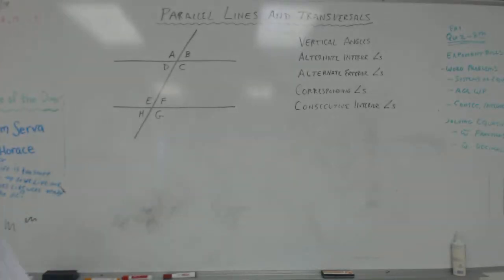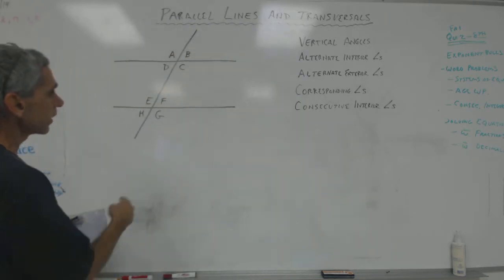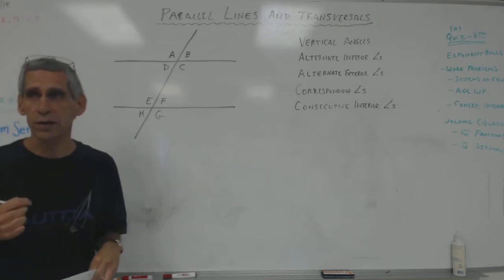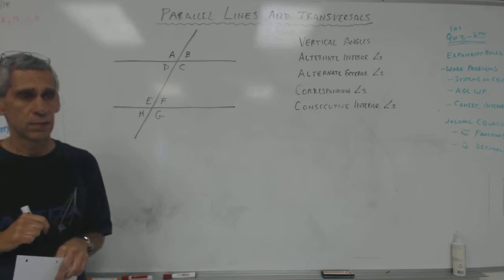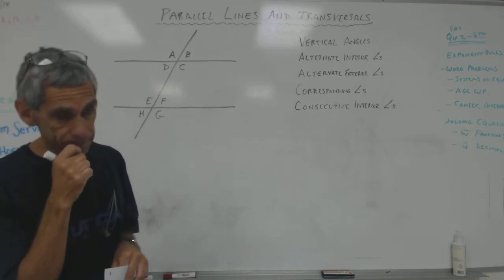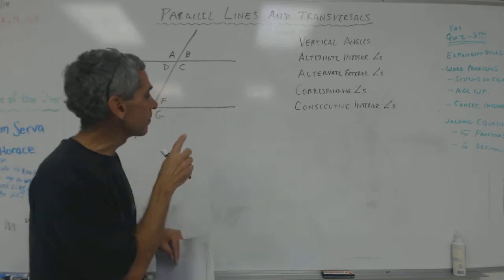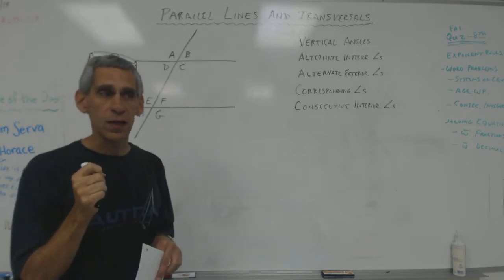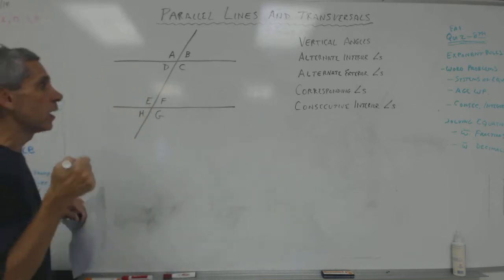Okay, so the title is Parallel Lines and Transversals. Okay, so these two lines are parallel. Now, does anybody know how I can denote that they're parallel? How can I show that they're parallel? I have to do something to each line. I have to write something on each line. Did you have to do the arrows? Yes, exactly. I would do arrows.